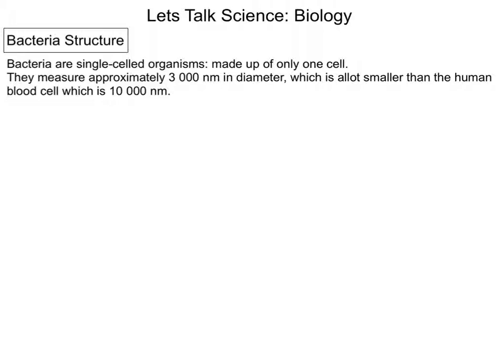Those are two terms you might not know. A nanometer is approximately 1/1000th of a millimeter. And another term you may not know is diameter. That is the measurement from one side to the other side of a circular shape. So, back on track. A bacteria is much smaller than a human blood cell, which is 10,000 nanometers.